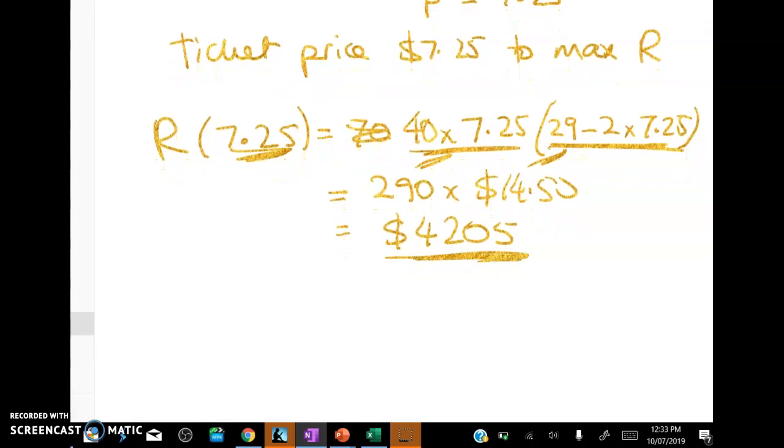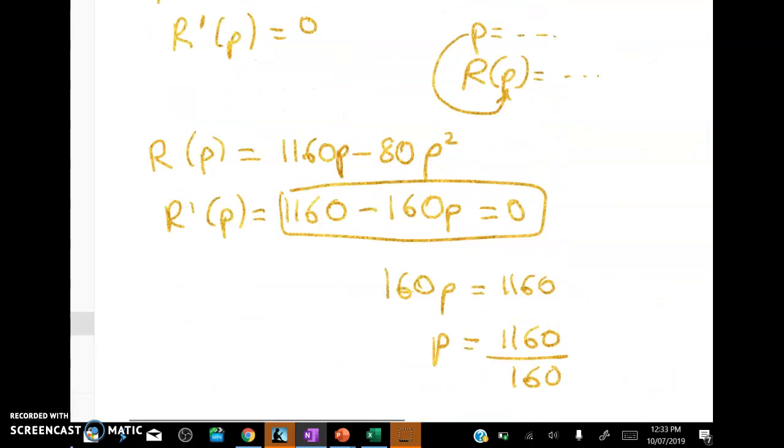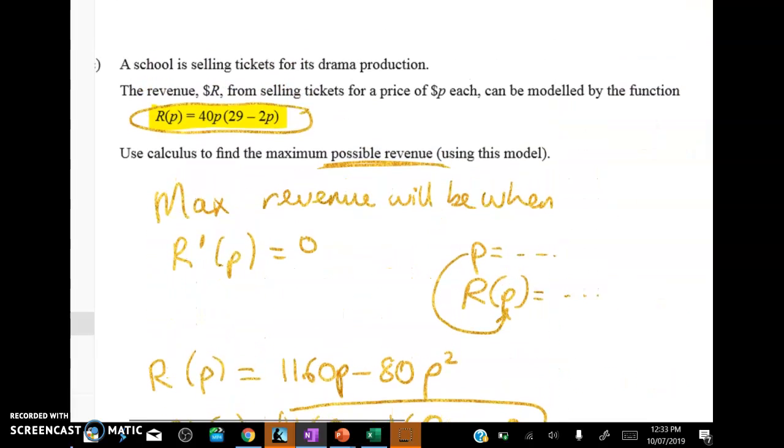So that's all there is to it for that one. I think that's a merit question. So again, the big idea here is that whenever we're working with functions, if we want to find the maximum, we find the first derivative and we set that equal to 0.